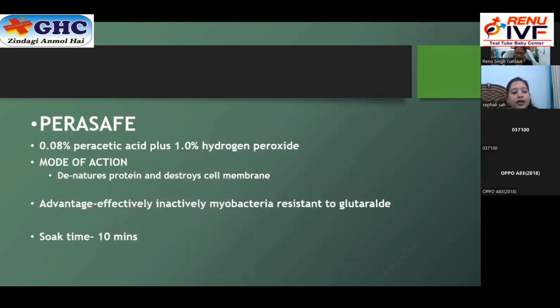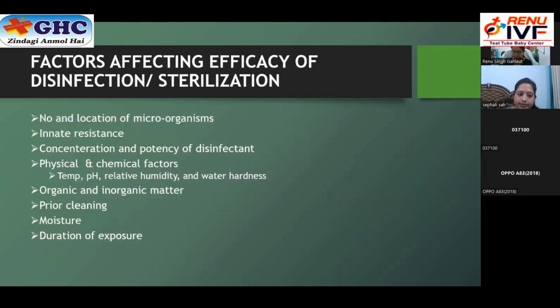Paracef, what is it? It is 0.8% peracetic acid with 1% H2O2, that is hydrogen peroxide. How does it act? It simply denatures the protein and destroys the cell membrane. Its advantage is that it is effective on mycobacterial resistant organisms. Soak time is only 10 minutes.